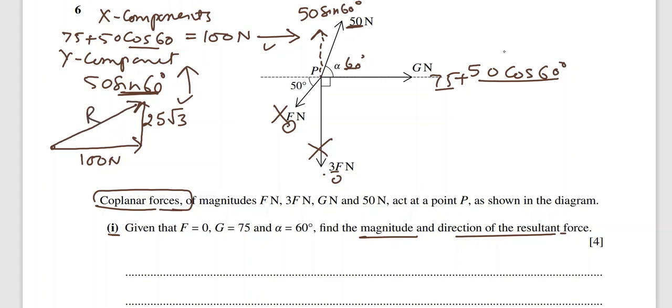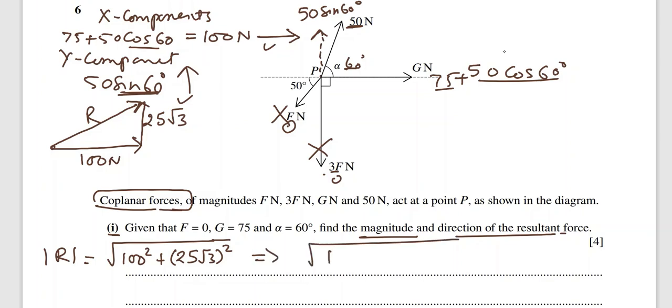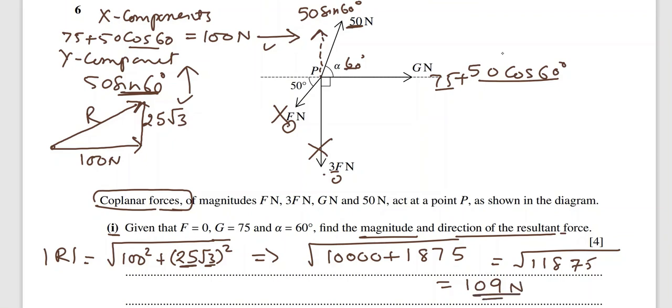This is the resultant. Magnitude of R will be, by Pythagorean theorem, the square root of 100 squared plus (25 square root 3) squared. So 100 squared is 10,000, plus 625 times 3, which is 1875. We find the square root of the total, square root of 11,875, which is almost 109 newtons. That's the magnitude of the resultant.